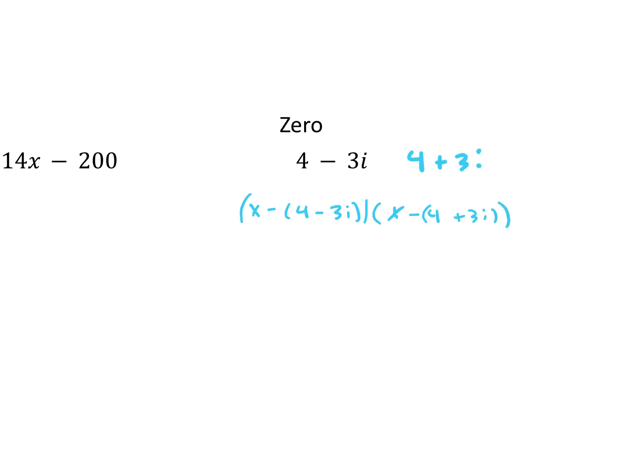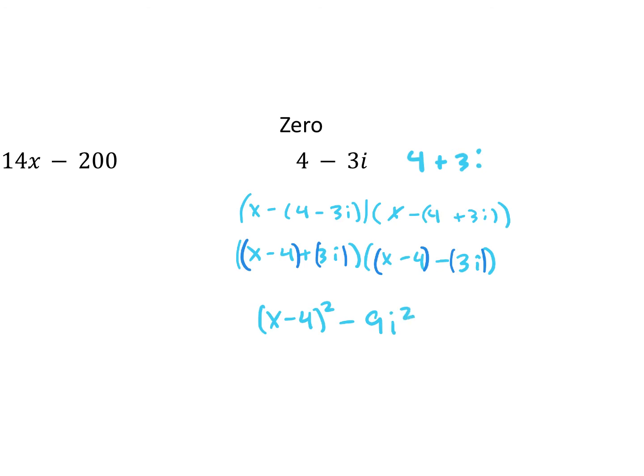So we want to distribute that negative, so we have x minus 4 plus 3i and x minus 4 minus 3i. So here we still have conjugates where our first term is this x minus 4 and the second term is 3i. So we want to multiply our first term, so that's x minus 4 times x minus 4, so that would be x minus 4 squared. And then our last terms would be 3i times 3i, so minus 9i squared.